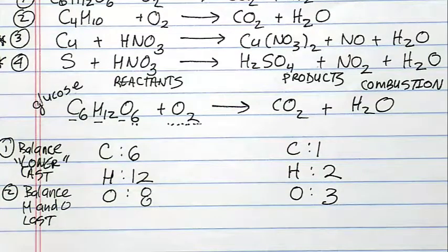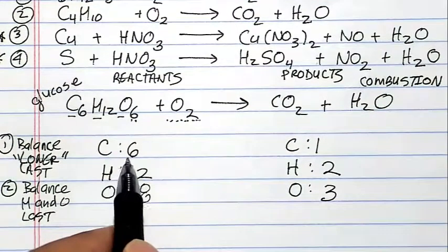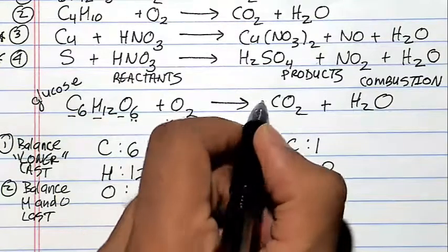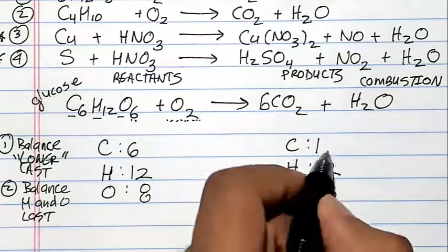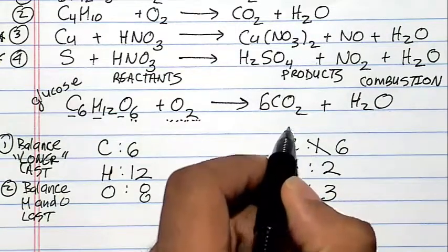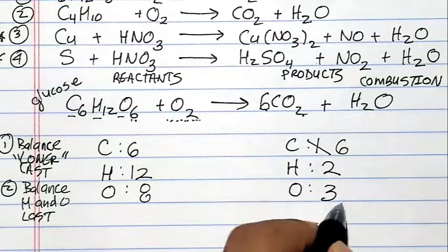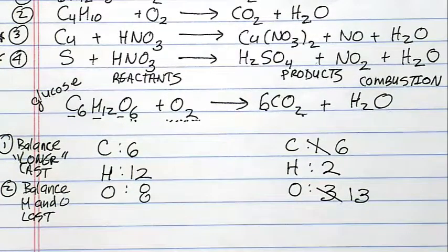So go for the easiest first. This is the trial and error method in this combustion reaction. So the easiest first would be to balance the carbons. So we have 6 carbons on the reactant side. I'll put 6 carbons on the product side. And that implies we now have 6 carbons. How many oxygens do we have? 6 times 2 is 12. 12 plus 1 is 13. Okay, so we've gone from 3 oxygens to 13 oxygens.